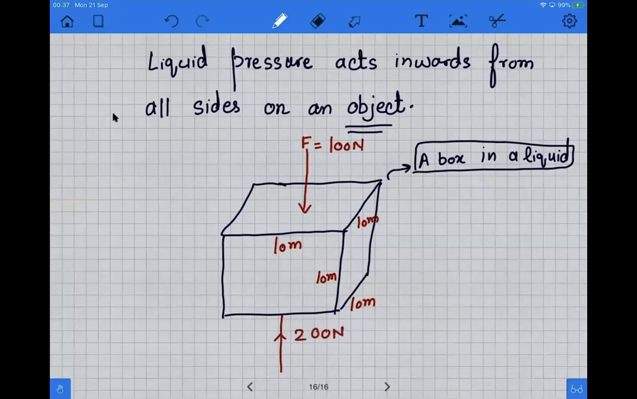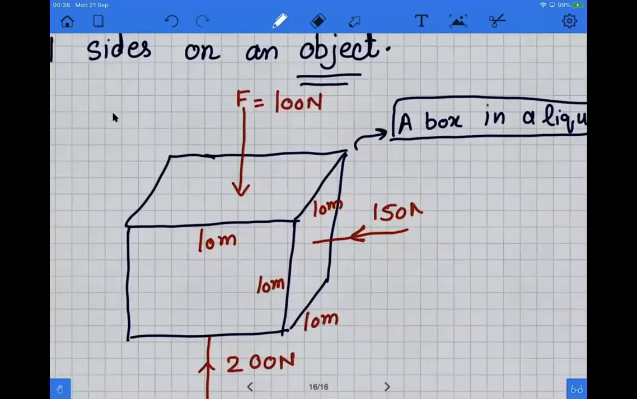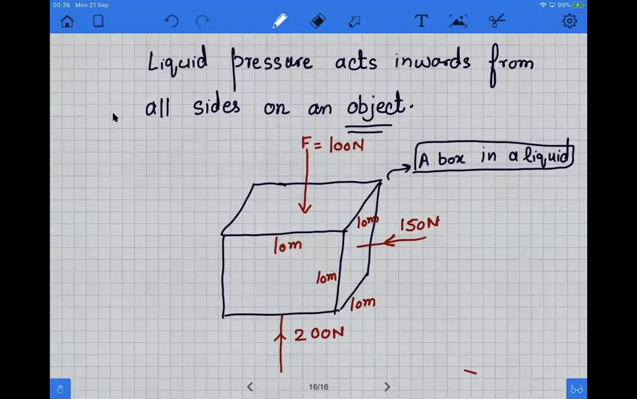Here, the density of the liquid is not given, so we can go with any forces. We have to understand the concept. Now, for example, the force on this side is, for example, 150 Newton. And the force on the other side is, for example, 150 Newton. Now, when you calculate pressure, this is face X, this is Y, and this is Z.